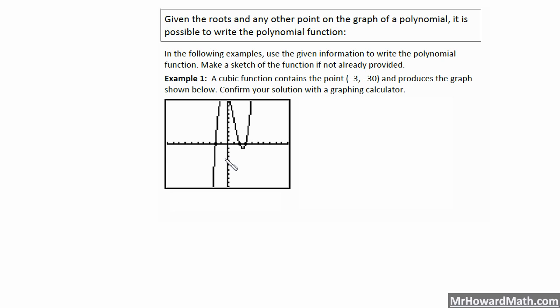Alright, so in this first example they give us the graph, and they say here that a cubic function contains the point -3, -30 and produces the graph shown below. Confirm your solution with a graphing calculator. For my students, we need to do all of this work algebraically, and then we could just check it with a calculator. So the first thing that we have to do is identify the roots.